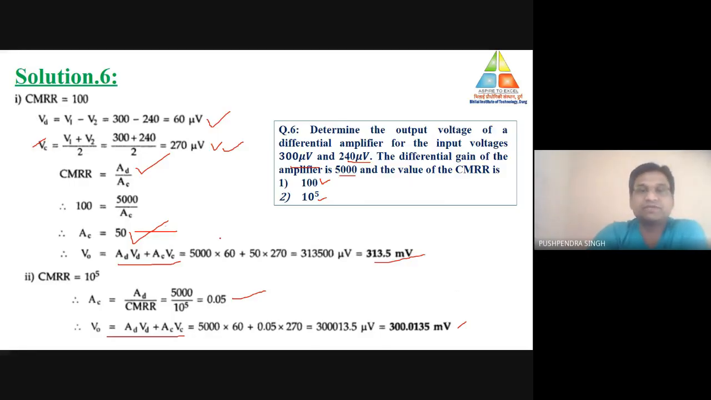Similarly, in case of the differential mode gain, common mode gain and CMRR, the final output voltage of the differential amplifier is nothing but ADVD plus ACVC. So first of all, you need to calculate the values of AD and AC. There is a relationship between AD and AC in case of the CMRR: CMRR is nothing but AD divided by AC. By formulating all these things, we may easily calculate the values. VC is the average of the two input signals and VD is nothing but the difference of the two. Just remember all these things.